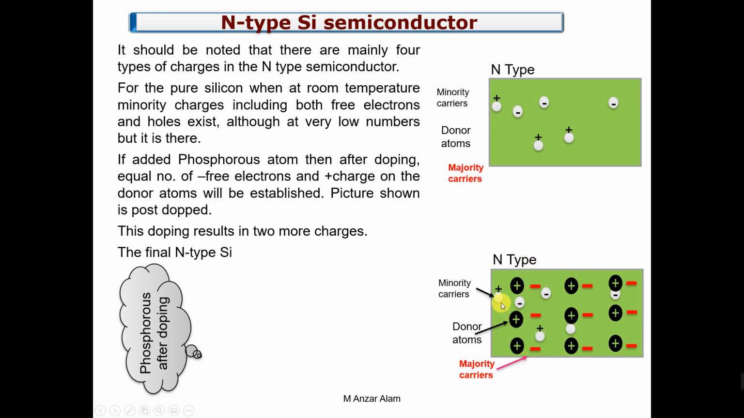Okay, and these holes are also free to move. These holes are known as minority carriers. They are the product of the temperature, not the product of the doping effect. So I hope you understand.